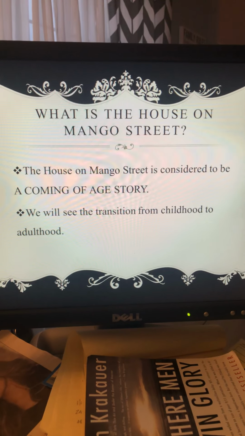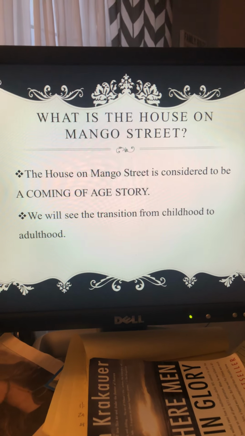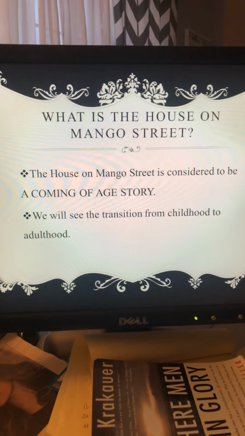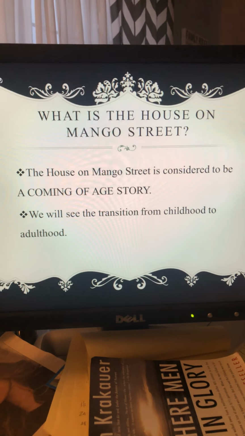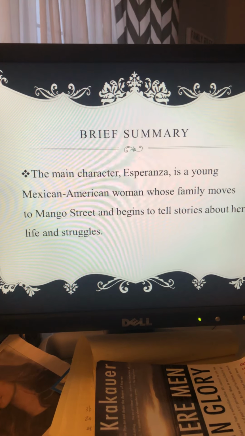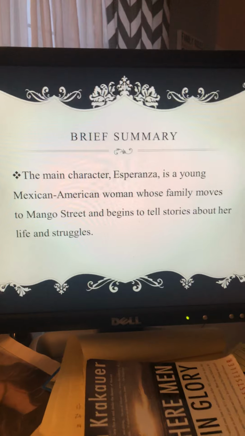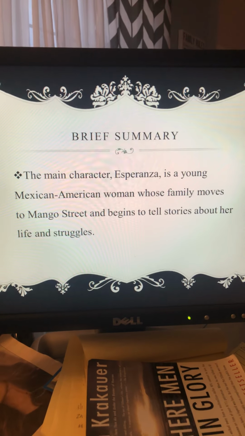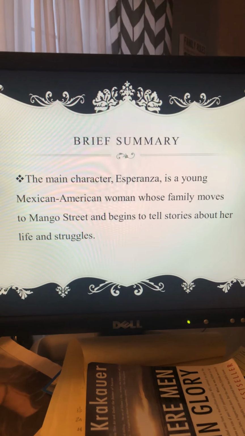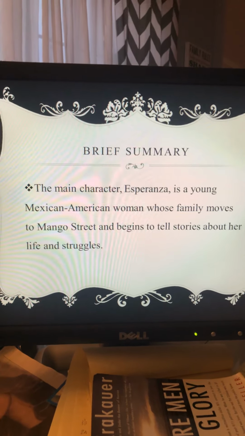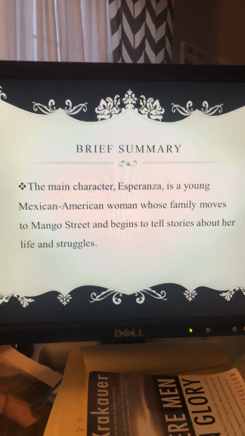The House on Mango Street is considered by many to be a coming-of-age story. Throughout the story, we will see the main characters transition from childhood to adulthood. A brief summary explains how the main character, Esperanza, is a young Mexican-American woman whose family moves to Mango Street. Here she begins to tell stories about her life and struggles.